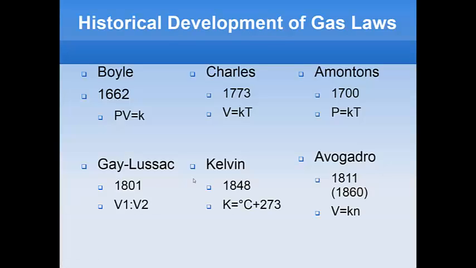Just to give you an idea of how everything works, this is originally Boyle who came up with the pressure-volume relationship. Charles then came up with the volume-temperature relationship. Amonton, as I said, was before Gay-Lussac, 1700s. He came up with the pressure-temperature relationship. Gay-Lussac came up with the volume relationship, and Lord Kelvin came up with this description.